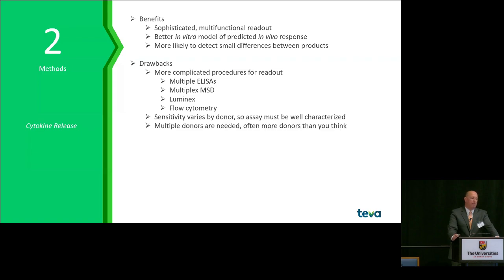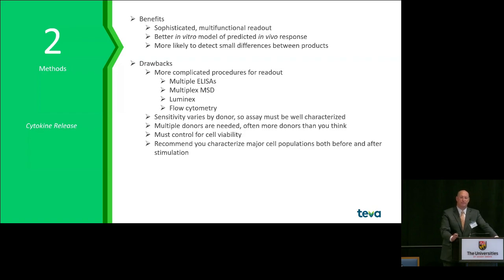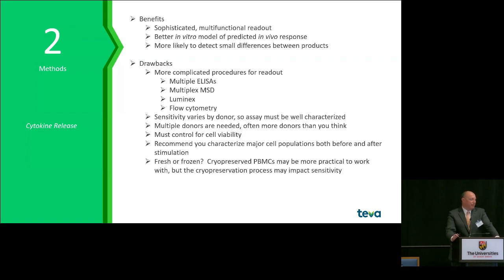Multiple donors are needed, often more donors than what you think. And you must control for the cell viability. We recommend as well that you characterize major cell populations both before and after stimulation. I have seen instances where the stimulant of note caused a wide amount of cell death, and then you see, oh, there's no response. And you may think, oh, that's great, my drug product looks great. Well, if you killed all the cells, then no, it doesn't look great.